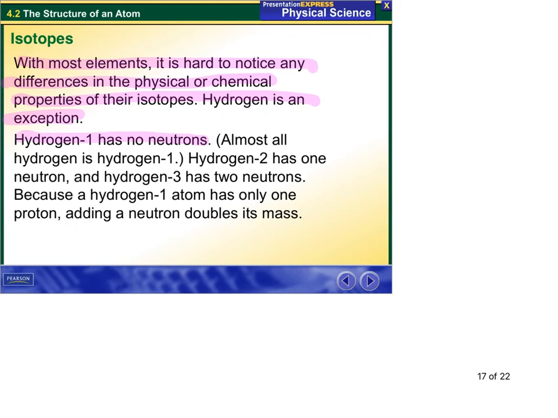Hydrogen 1, no neutrons. Almost all hydrogen is hydrogen 1. Hydrogen 2, 1 neutron. Hydrogen 3, 2 neutrons. Because a hydrogen 1 atom has only 1 proton, adding a neutron doubles its mass, which means its properties are going to change when you're doubling the mass.